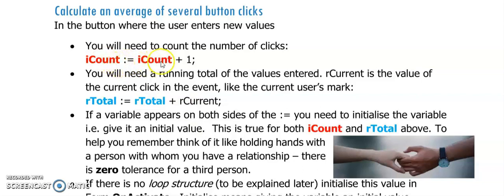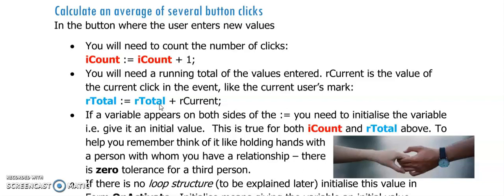iCount is assigned to iCount plus 1. So every time the button is clicked, 1 is added to iCount. Then to calculate an average, I will also need something called a running total. And this is this line here. We are adding up the current value that was calculated or entered with the click, and we're adding that value to a running total. This is like taking your marks for a test and adding all your marks together to calculate the average.